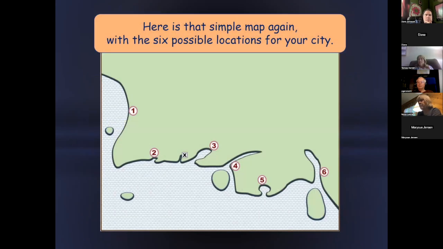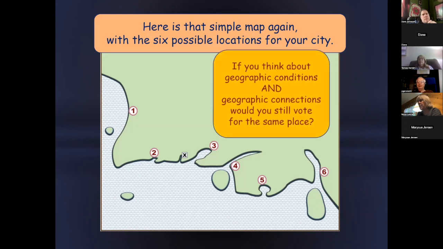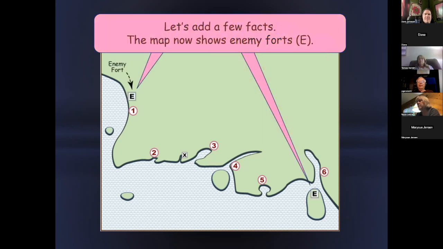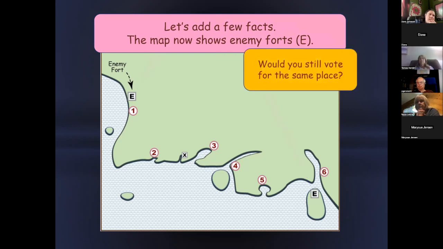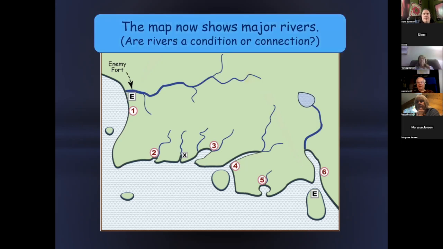Okay, we've talked a little bit about conditions and connections. Does that make you want to change your vote? And you want to take a look at whether some of your kids are changing their mind here. So that said, let's add a couple facts. Here are two enemy forts. Now, based on that new information, do you change your mind or you're going to stay with the same vote? How about if we add rivers to the map? What looks good now?